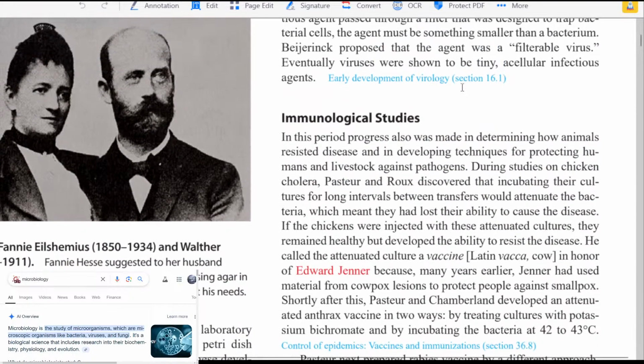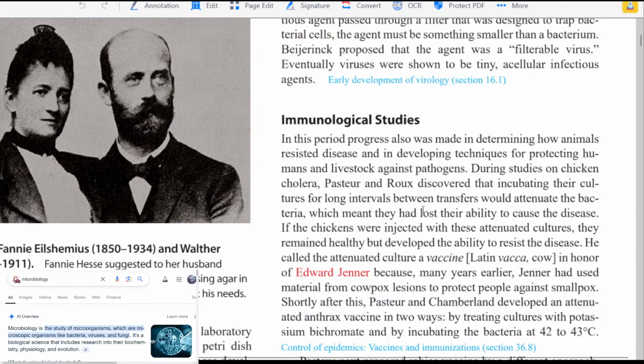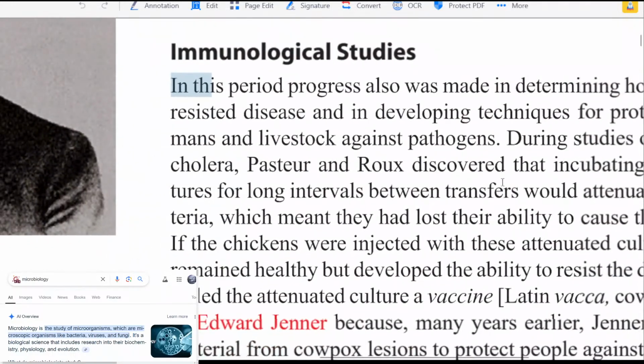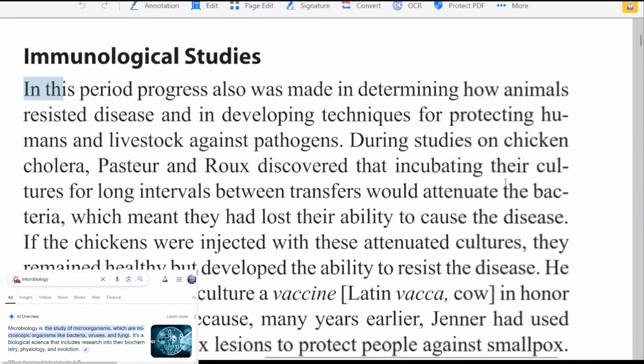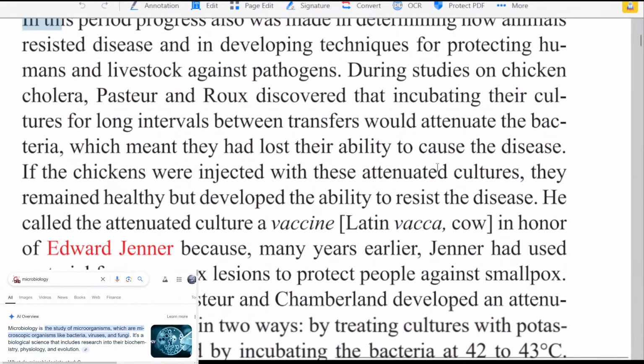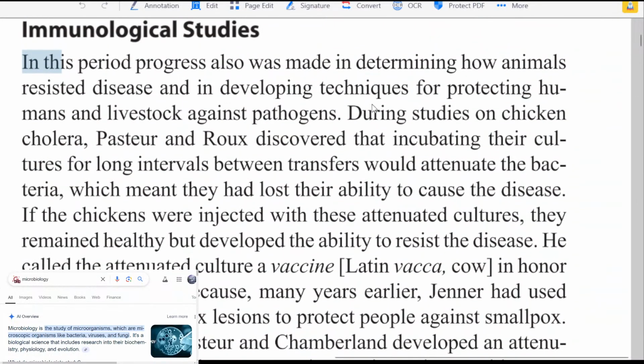So then what happened? Immunological studies. In this period, progress was also made in determining how animals resisted disease and in developing techniques for protecting humans and livestock against pathogens. So in this era where viruses and diseases were being discovered and postulates were coming, people were also determining how animals resisted disease. They were studying the resistance mechanism.